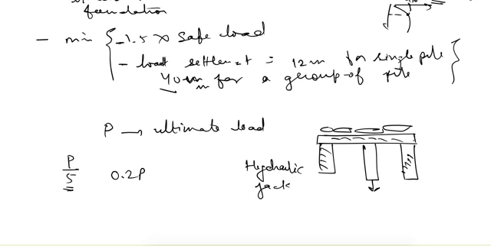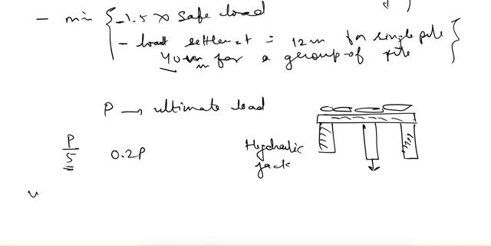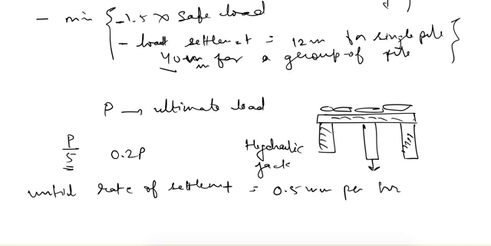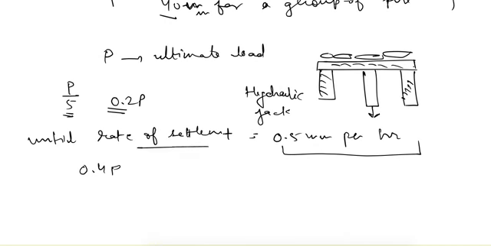We'll keep this load until the rate of settlement is less than or equal to 0.5 mm per hour. So we have applied 0.2 P, and we keep this load until we reach this level of rate of settlement. Then we'll increase the load. The next load will be 0.4 P, and we'll again wait until the rate of settlement corresponds to this value, and this way we'll obtain our load versus settlement curve.